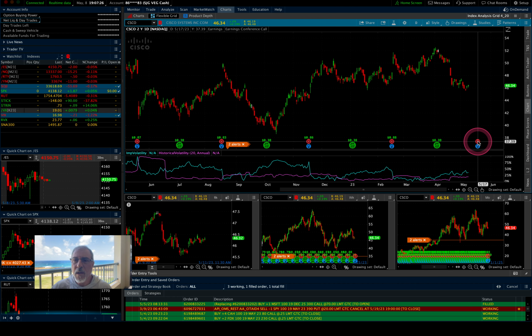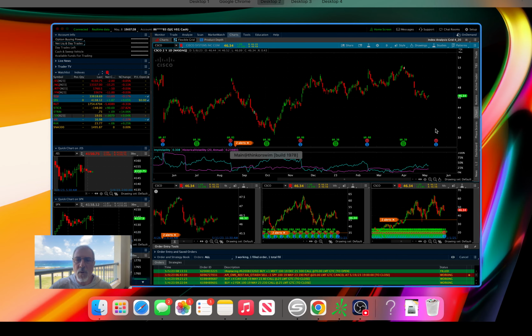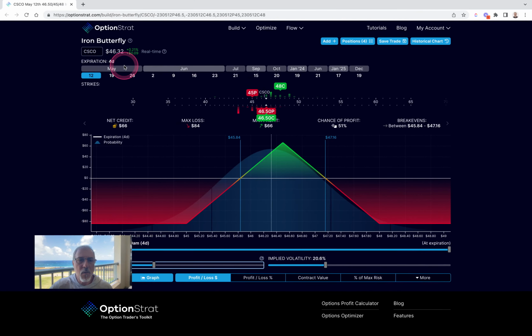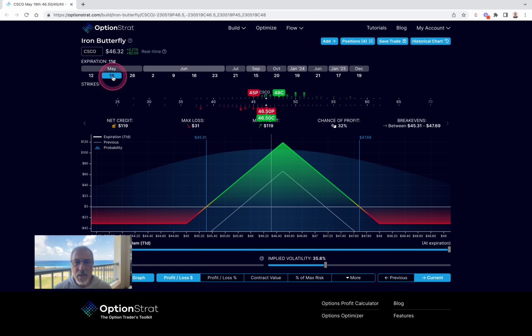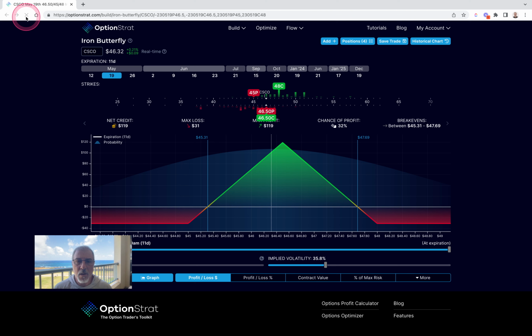So let's come in, and the first thing we want to do is make sure this is after our earnings. Earnings were on the 17th, so we're going to want this trade to be out there until the 19th. So that's what we're going to look at.